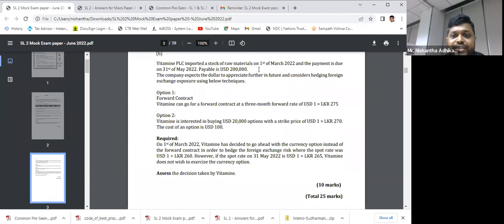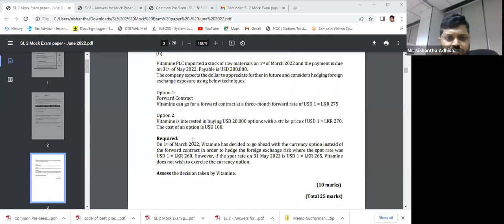If the total contract value is 200,000, how many contracts do you have to buy? 20,000 per option, so you have to buy 10 contracts at $100 per contract. That means you have to purchase 10 contracts at $100, which is USD 1,000. That is the cost of purchasing the options, $1,000, right?